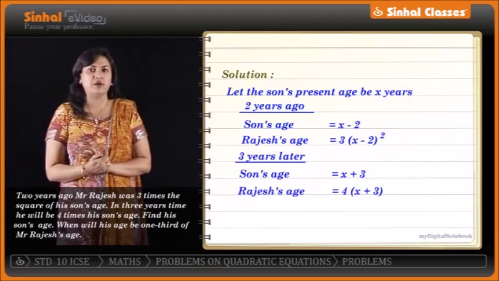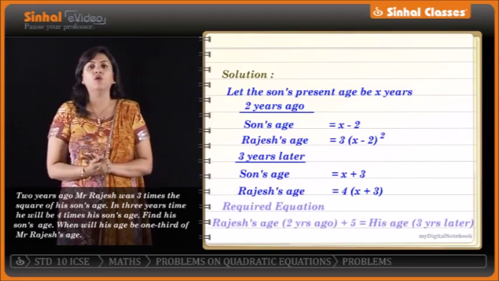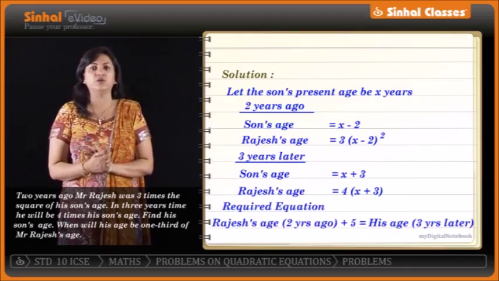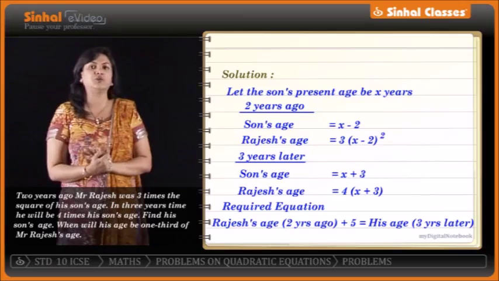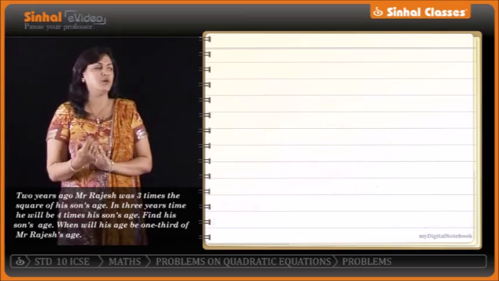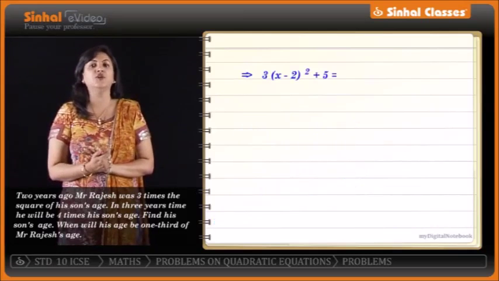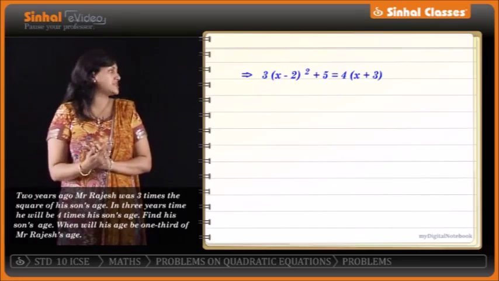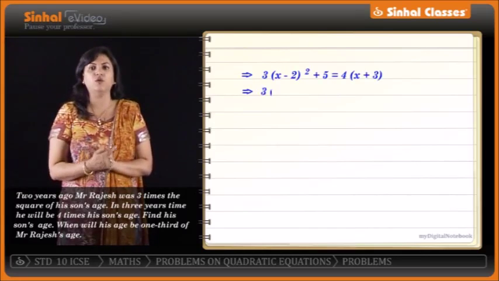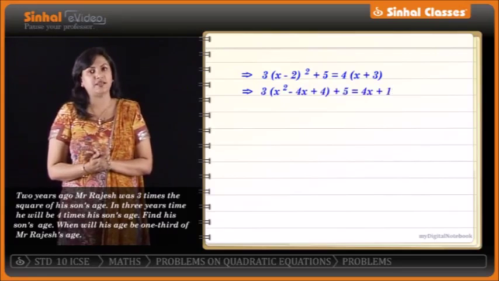Now, we can frame the equation as Mr. Rajesh's age 2 years ago plus 5 is equal to his age 3 years later. So, we write his age 2 years ago as 3 into x minus 2 the whole square plus 5 is equal to 4 into x plus 3. Now, we simplify the left side as 3 into x square minus 4x plus 4 bracket close plus 5 is equal to 4x plus 12.